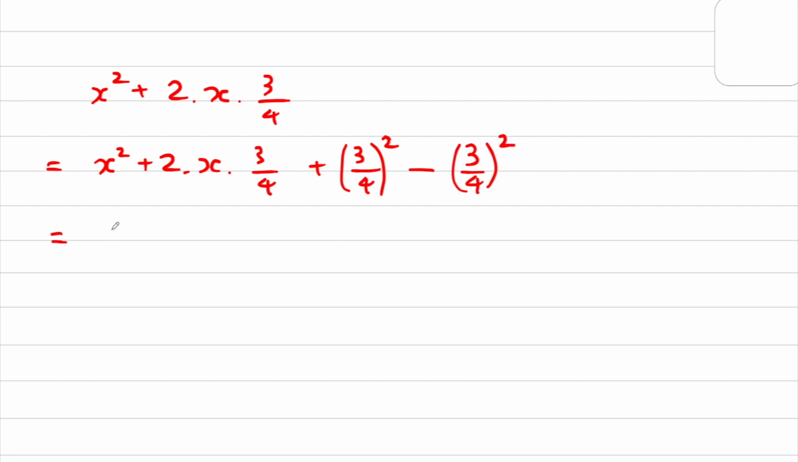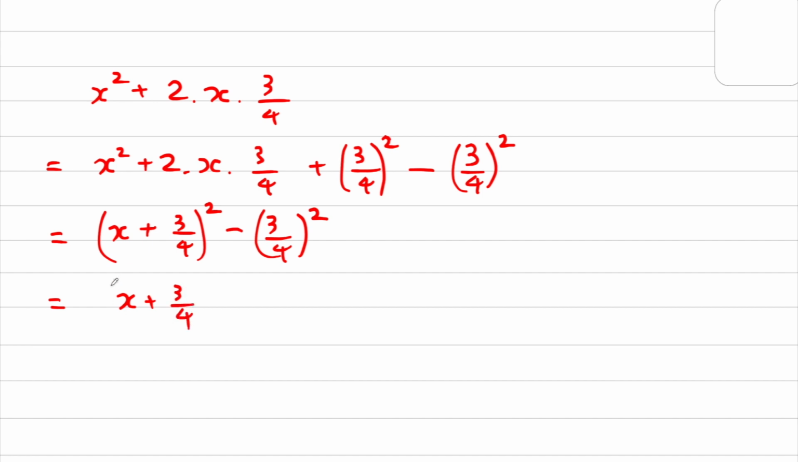So the first three terms you got x plus 3 over 4 and square outside, minus 3 over 4 and square in here. This means x plus 3 over 4 and then square, minus 9 over 16. Okay, the first example about fractional number.